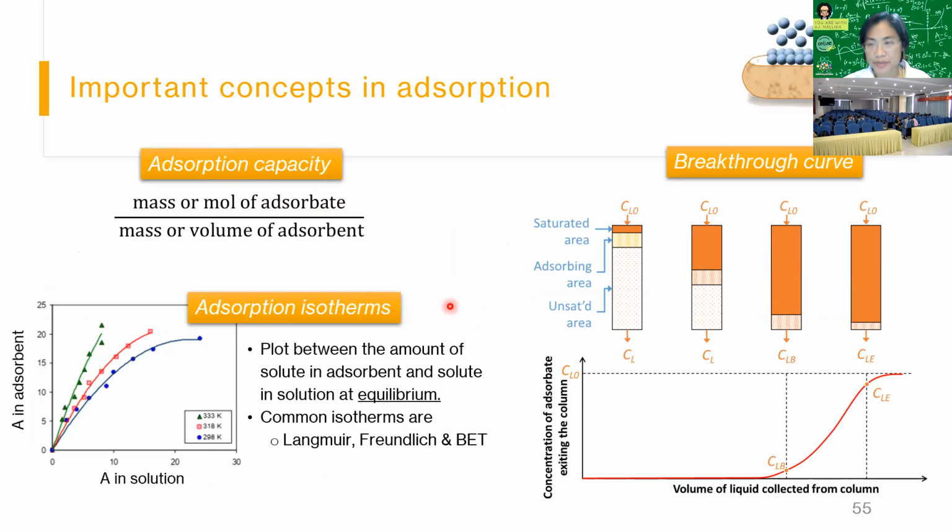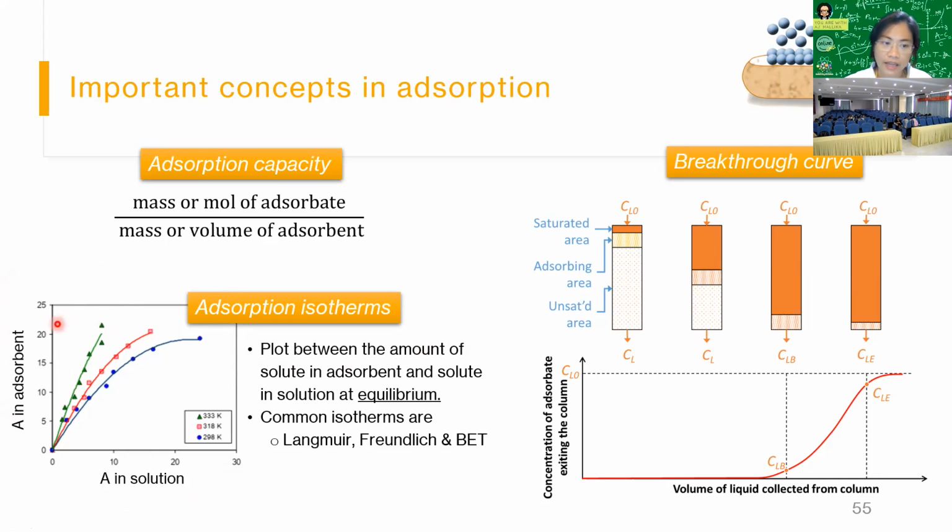Adsorption isotherms, okay. With the word isotherm, it means that it happens at the same temperature. Adsorption isotherm is how the adsorbent performs in adsorbing at a certain temperature, when equilibrium has happened. This is an example of the adsorption isotherm.